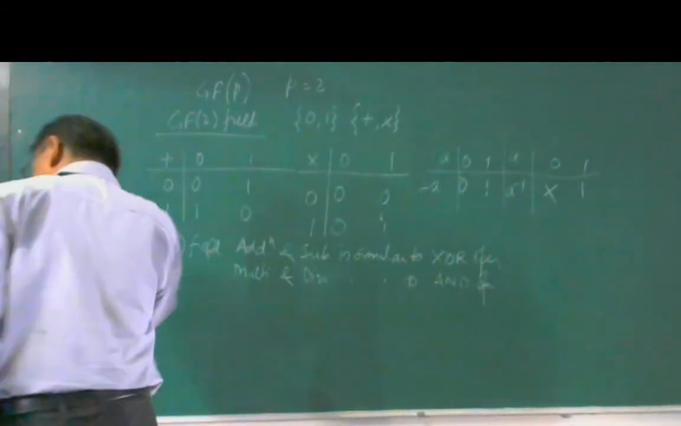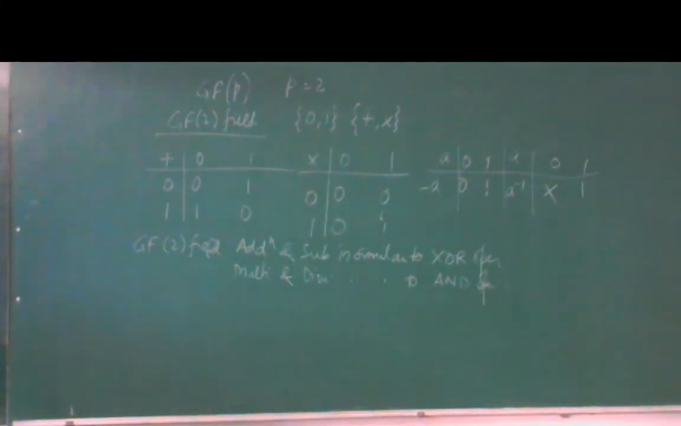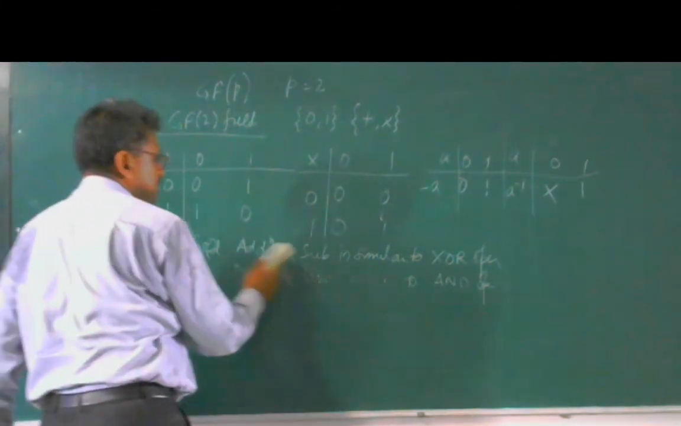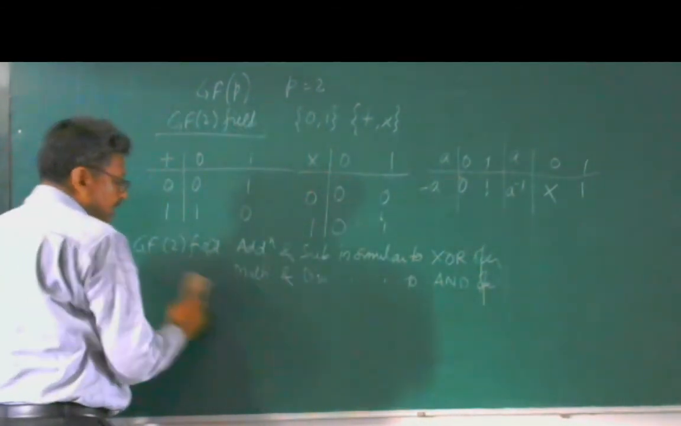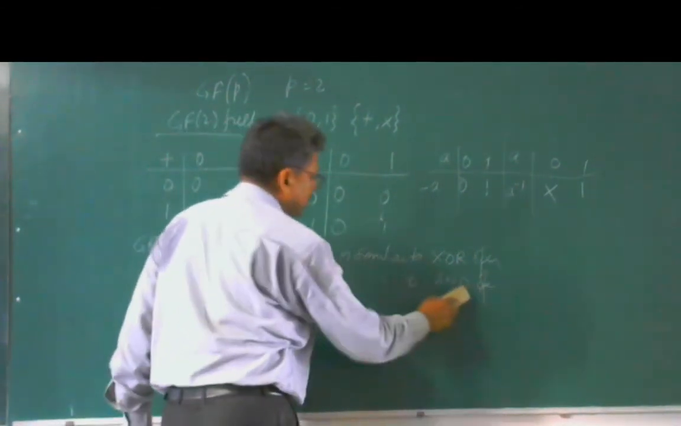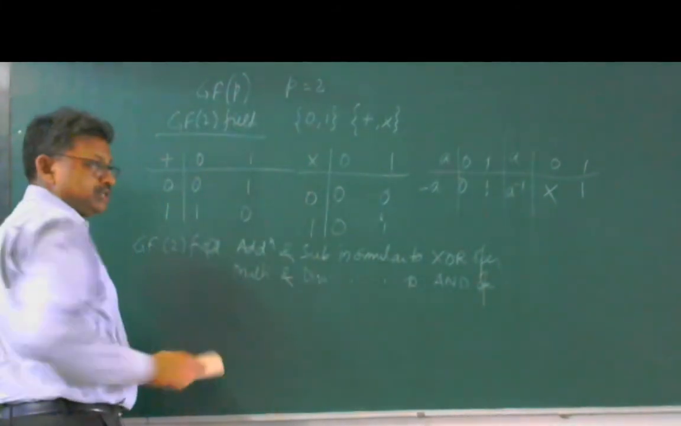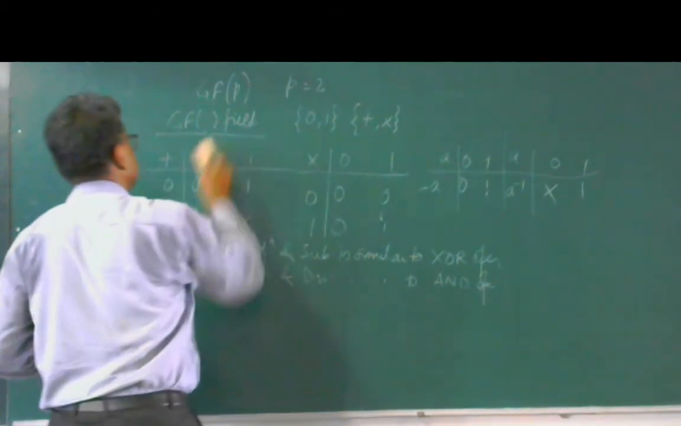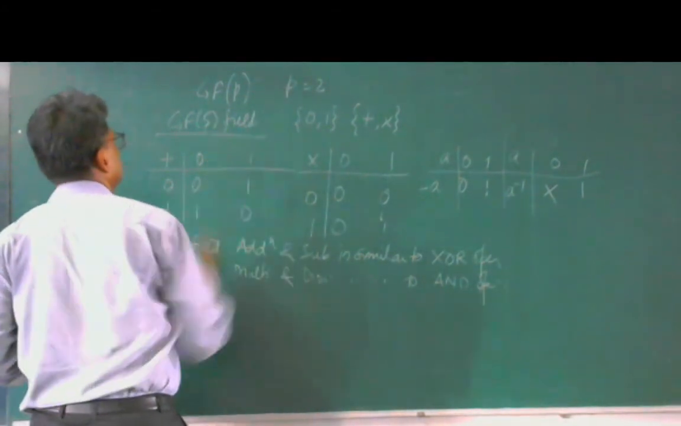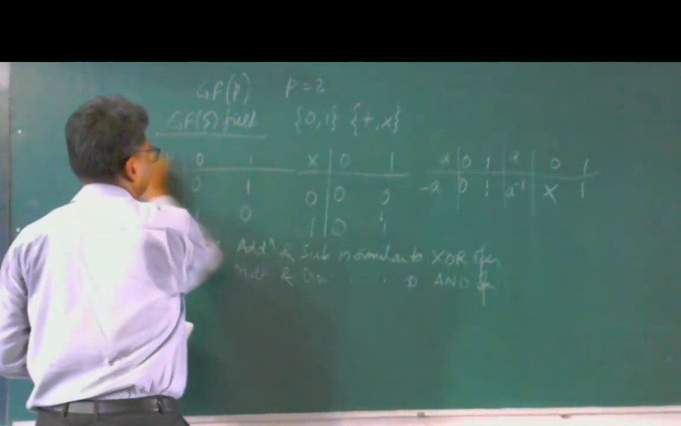So let us take another example. But this is applicable, addition and subtraction being similar to XOR, if we are talking about the GF(2) field, and multiplication and division being similar to AND, if we are talking about the GF(2) field. If I take another example, suppose I take the example of GF(5), then let us see what happens.